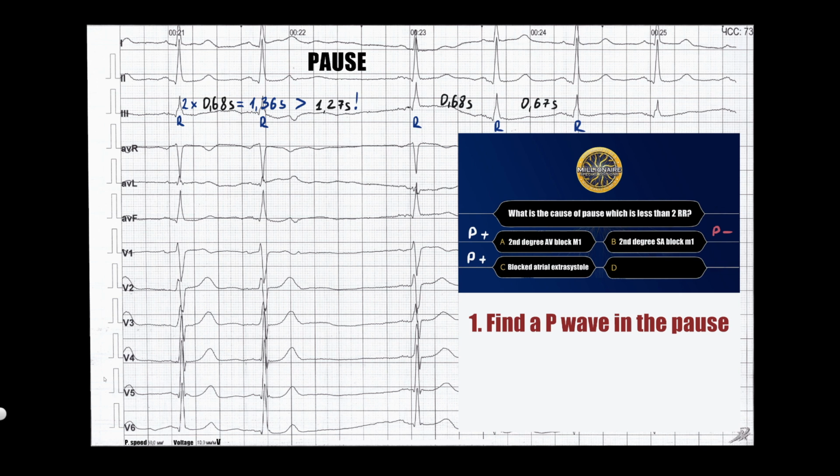Remember that it can be merged with the T wave of previous complexes, or even can be located inside the previous ST segment. In our example we see the negative P wave just after the T wave of the previous complex. If we look closer we can find the P wave in other leads too. So if we have a P wave inside the pause, it can't be sinoatrial block.